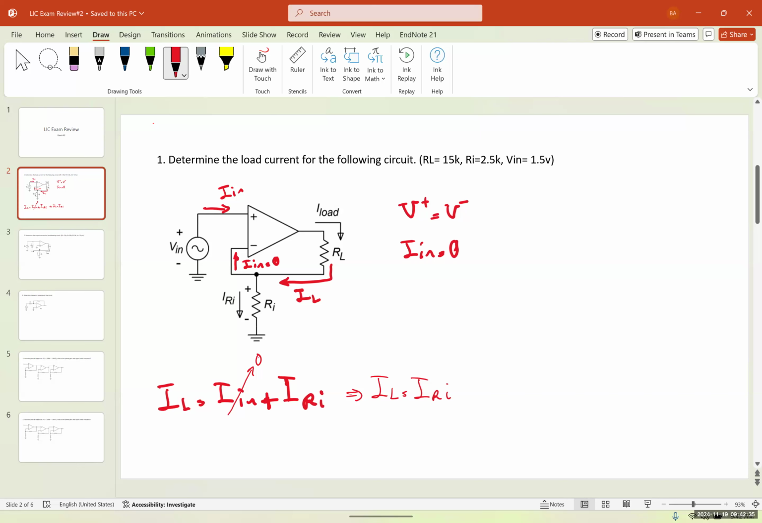And again, V positive is equal to V negative. Therefore, this voltage, I'm going to call it V negative, is equal to V positive, which is equal to Vn. Okay.